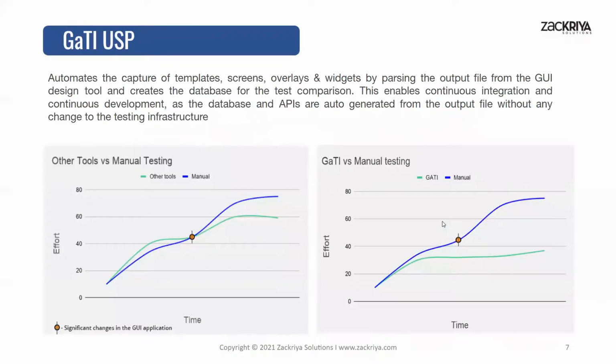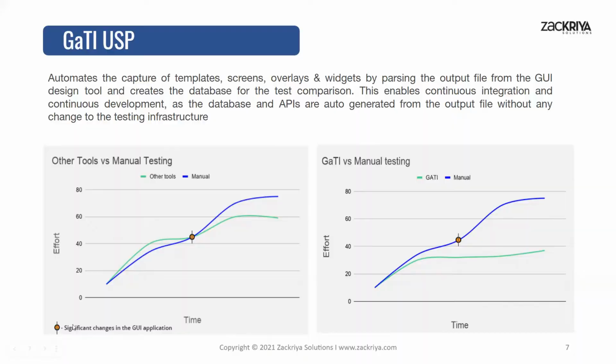In the case of major development changes, the impact to the test process is minimized, as the generation of APIs and the comparison database is auto-generated by GaTi from the application design files. We can see a flat line in the case of GaTi at a point where there are significant development changes introduced to the GUI application.